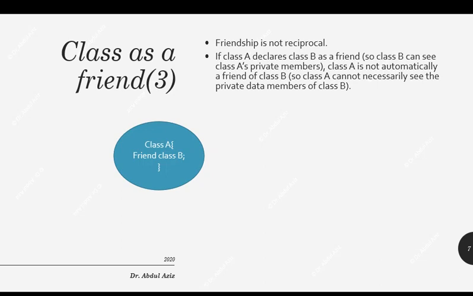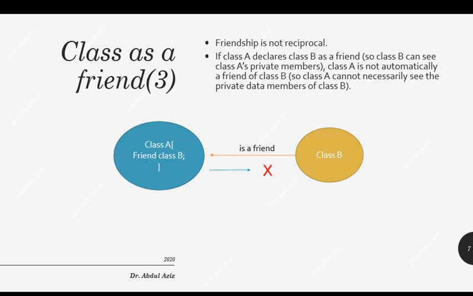Class A declares B as a friend, which means B can access class A. B is a friend of A, but A is not a friend of B. So, if A wants to access data that is stored in B, it is not possible. That means friendship is not reciprocal. The only class that is declared as a friend can access data, but the class in which the friend is declared cannot access the data of the friend class that has been declared.